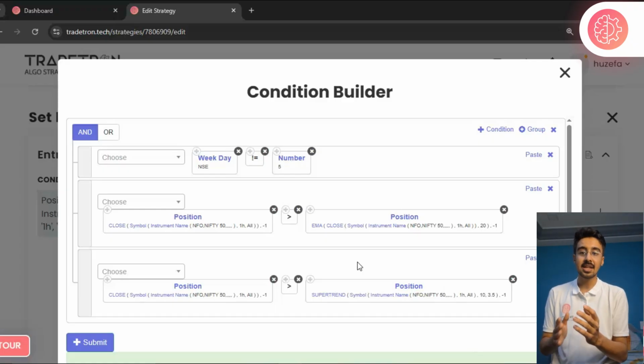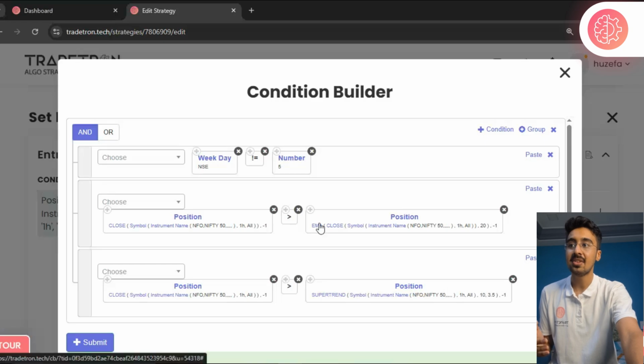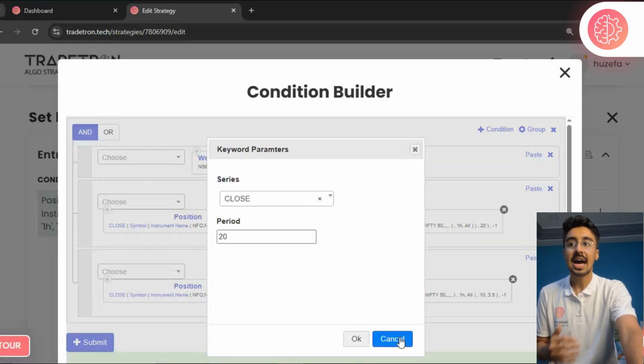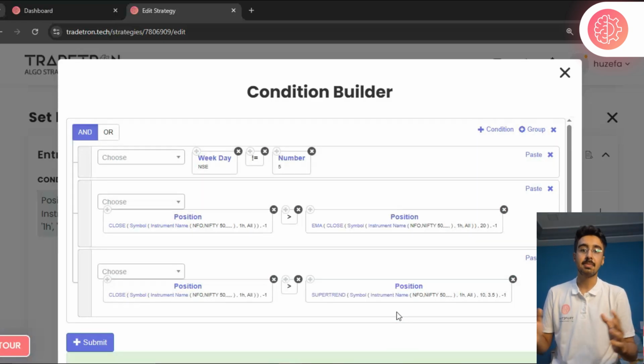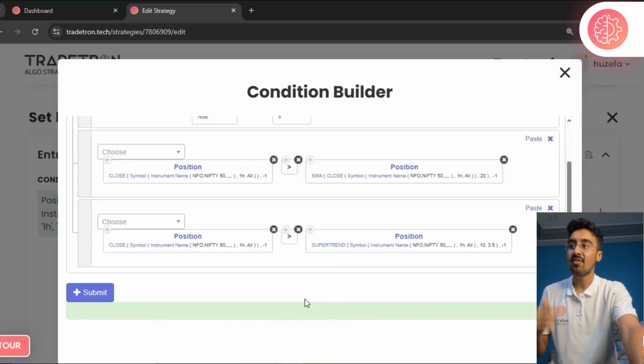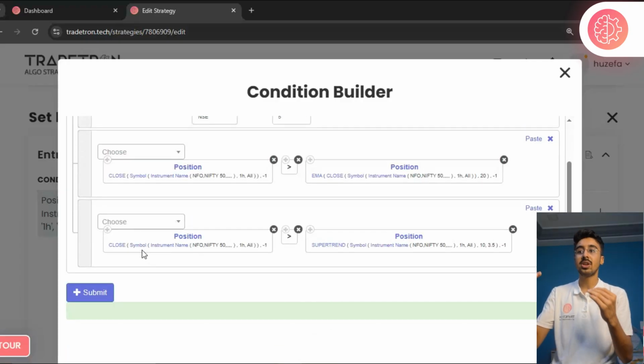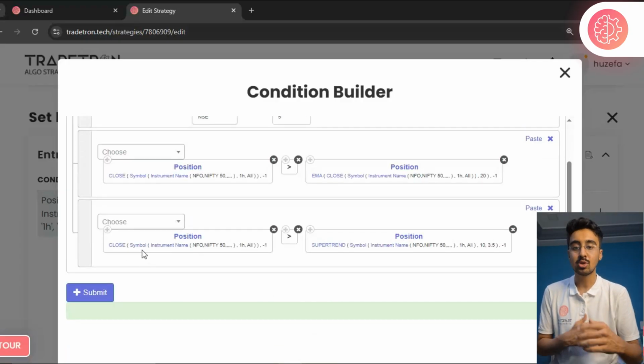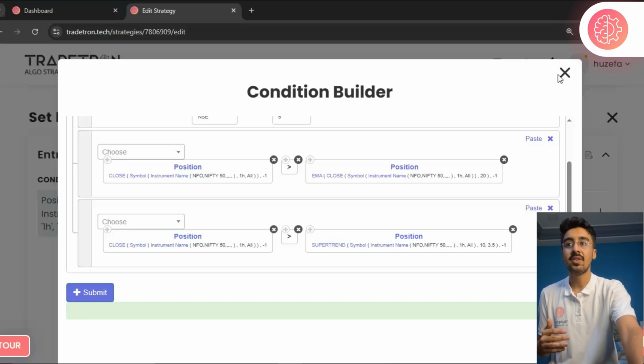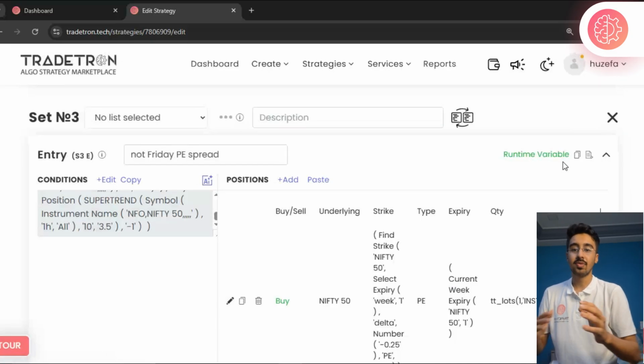Now, I am comparing this with the EMA. So in EMA, I have selected my period as 20, and then I am basically building my condition. Now with that, I have one more condition. If my close is more than my super trend, this indicates that my super trend is green, and that is when I will basically be taking my trade. So this is my broad entry logic that I have.